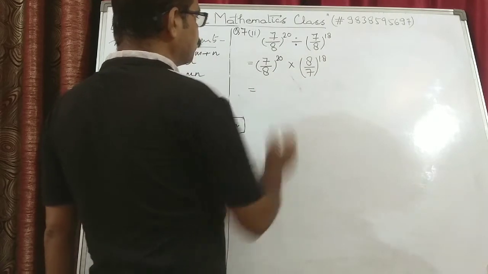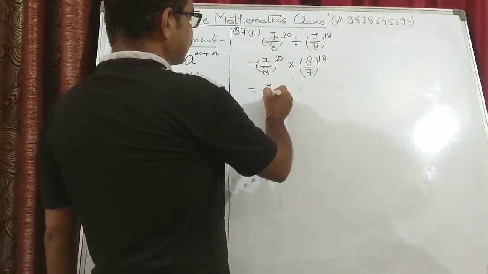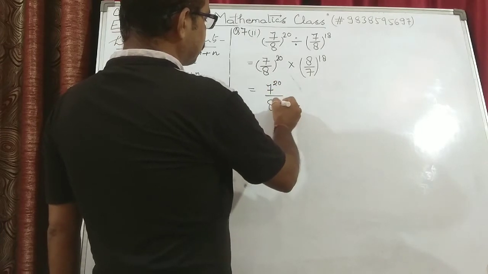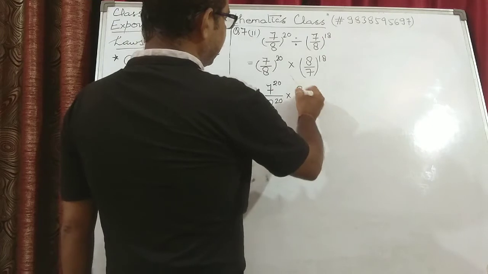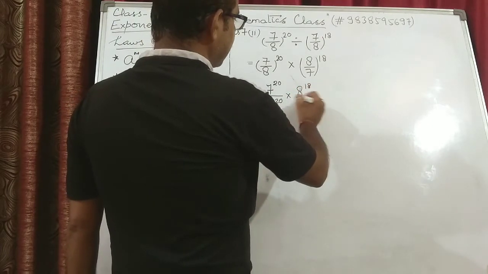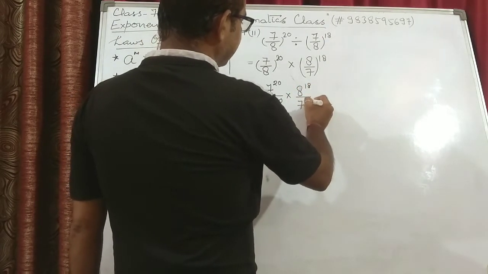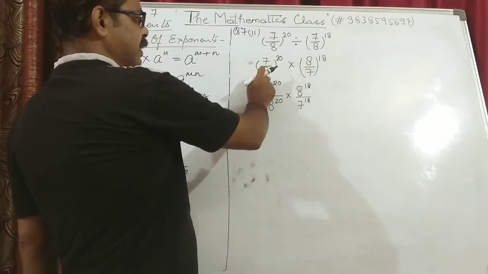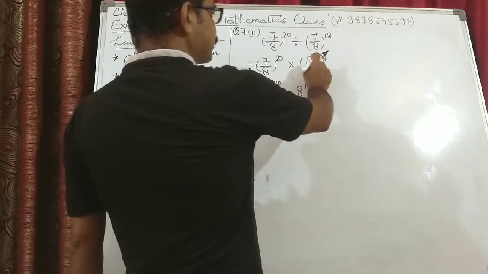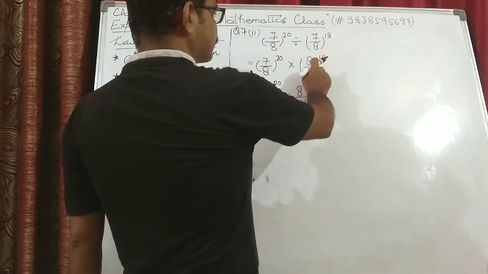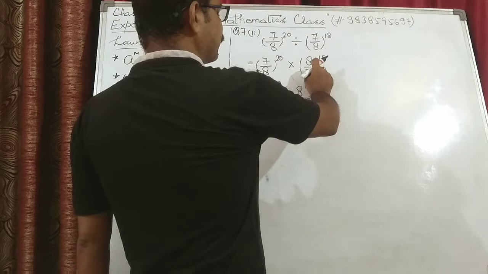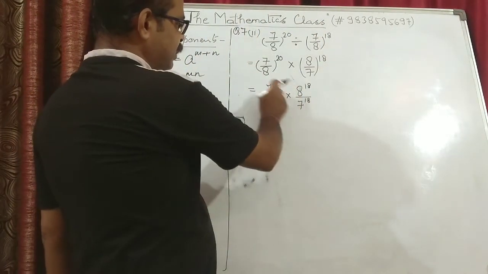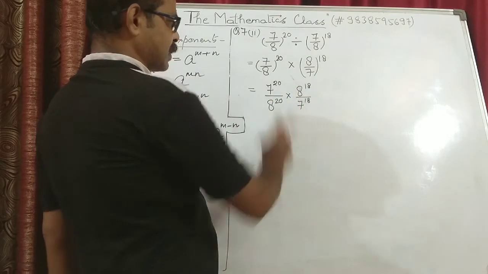Now from here, this can be written as 7 to the power 20 upon 8 to the power 20, into 8 to the power 18 upon 7 to the power 18. What I did was open the bracket, so the numerator has the same power as the denominator, 18. Now you can see that here these two bases are the same, and here these two bases are the same.